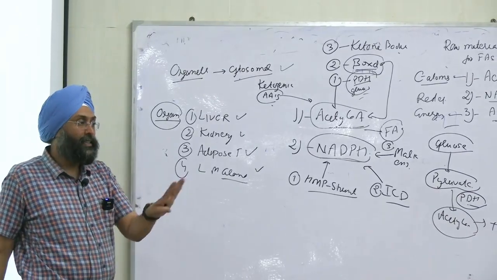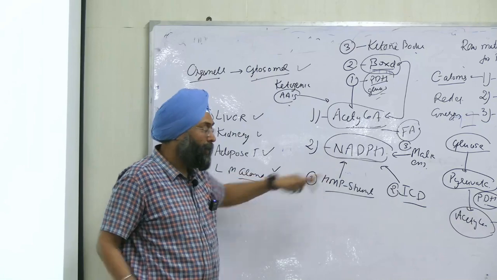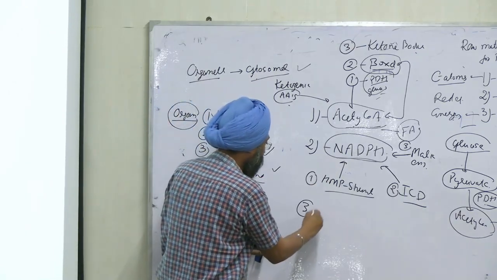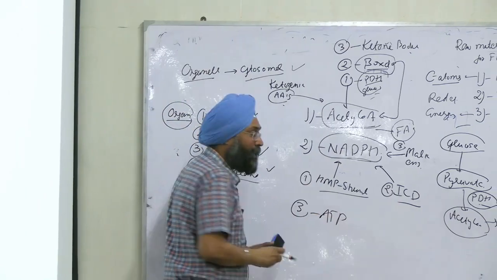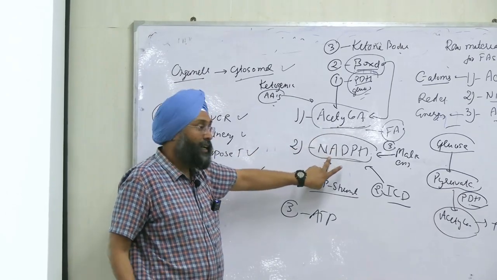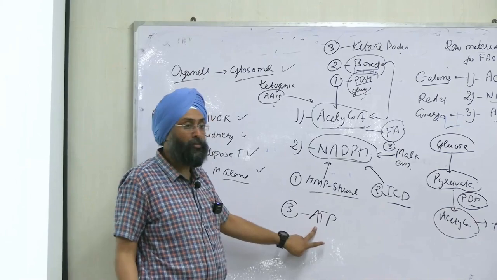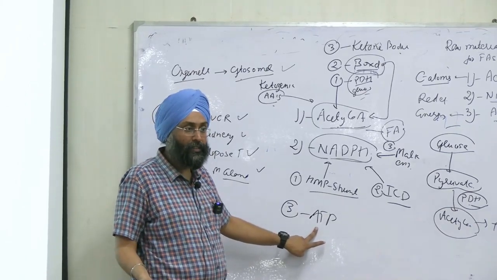To form fatty acid, you need three products. One is acetyl CoA, second is NADPH, and third is ATP. What are their functions? Acetyl CoA will provide carbon atoms, right? This NADPH will provide reducing equivalents, and this ATP will provide energy for the synthesis of fatty acids, right?